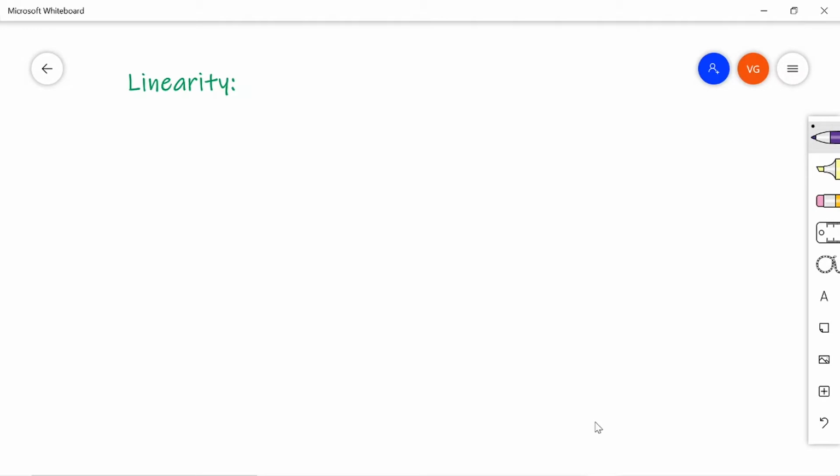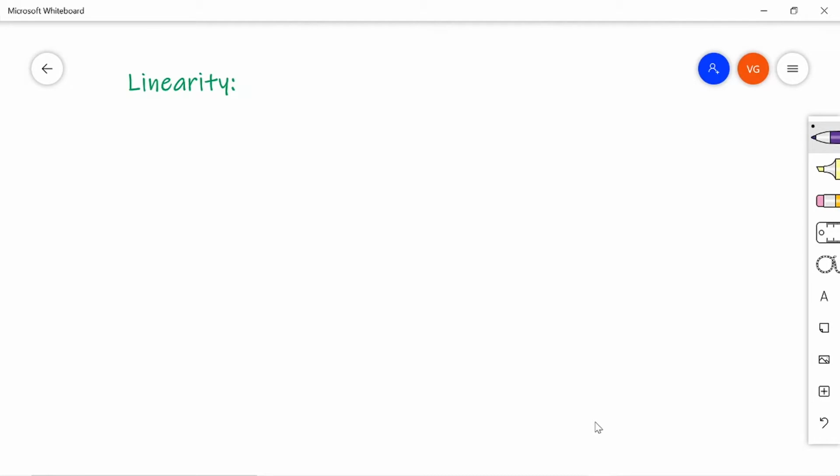Coming to the linearity property, I have already explained this in general. Now coming to the Z transform specifically, let's see what this linearity property is. By definition, linearity means the weighted sum of inputs is equal to the weighted sum of your transformed outputs.